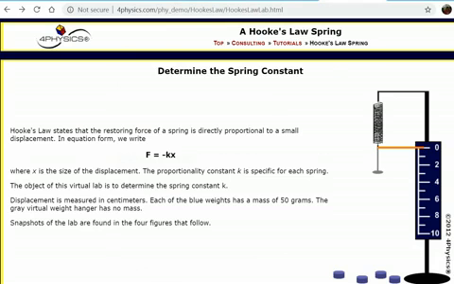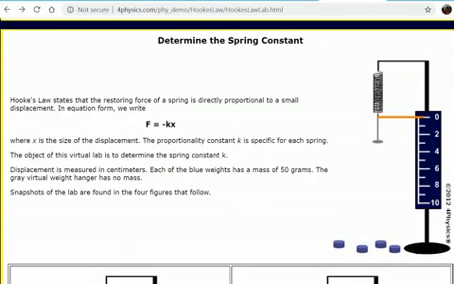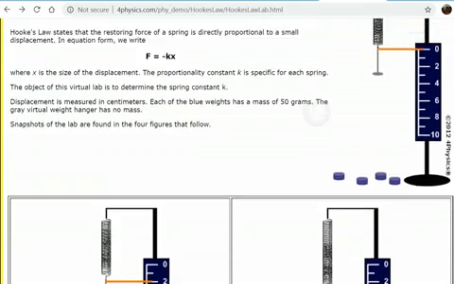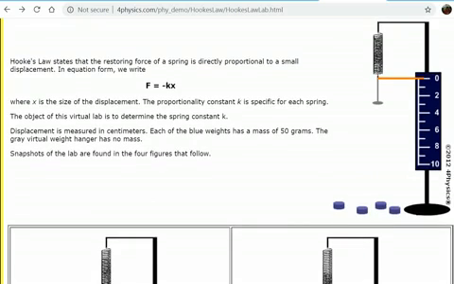So let's look at an example here. What happens here is that we are shown a spring. This is the spring, right? And these little blue things that you're seeing here are weights, and they're going to be placed on the spring. This is just a ruler, and it is the one that's going to be measuring the displacement. So when we place a weight here, the mass or the weight will be given. So it will be a mass of 50 grams or a mass of 100 grams.